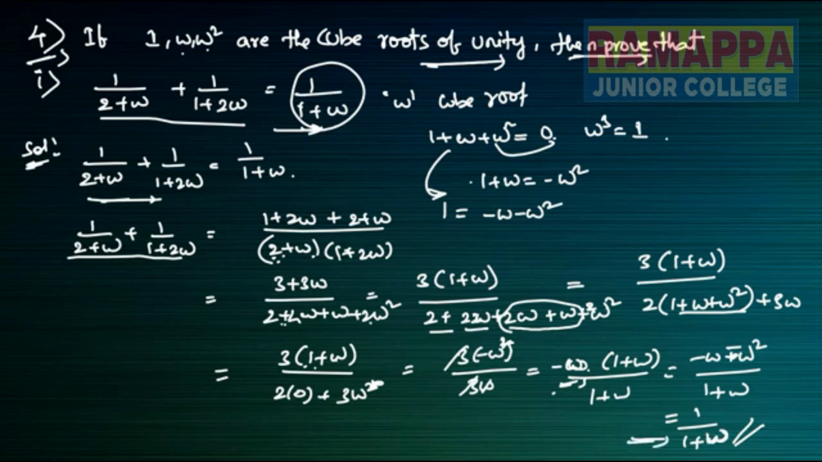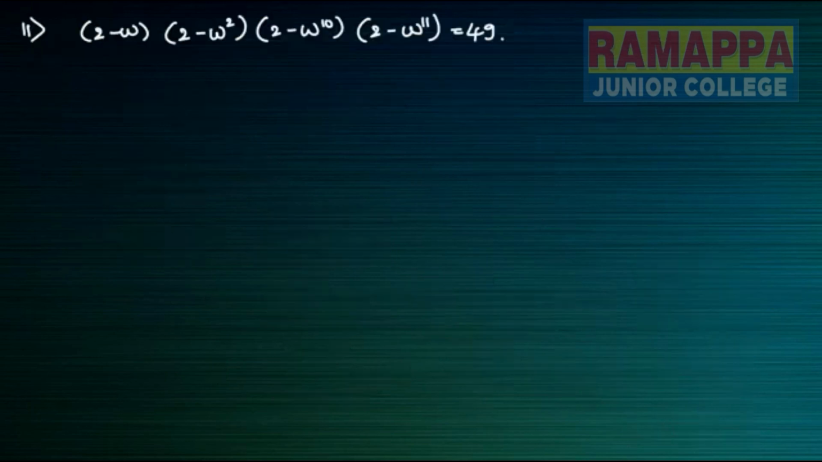Now moving to the next question. In the fourth bit, this is the first one and the second one we are going to find now. Now the second question is given, with the solution here. So 2 minus omega into 2 minus omega square into 2 minus omega power of 10 into 2 minus omega power of 11 is equal to 49, we have to show here.